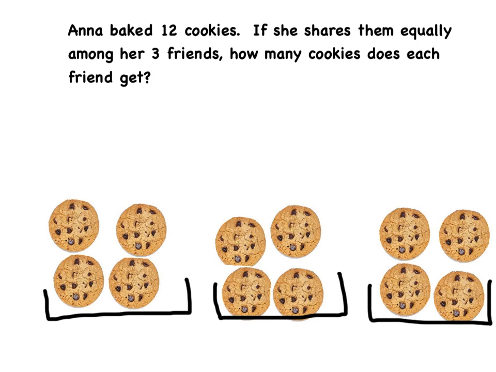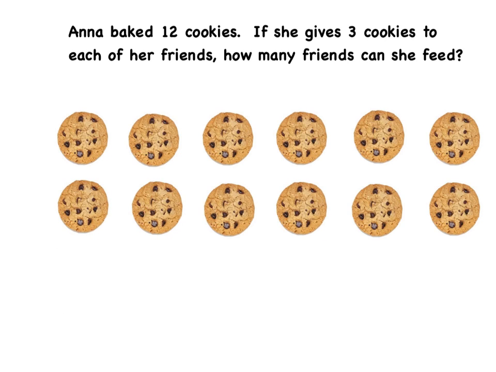I'd like you to take a moment right now with your 12 counters, and try sharing those 12 cookies among 3 friends as well. Now we're going to take a look at another problem, which is slightly different from the one that we looked at previously. In this problem, again, Anna baked 12 cookies. If she gives 3 cookies to each of her friends, how many friends can she feed? I'd like you to take a moment and think about how this problem is alike with the problem before, and also how it's different.